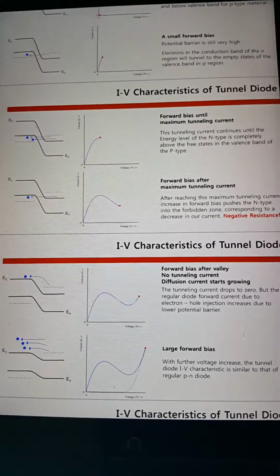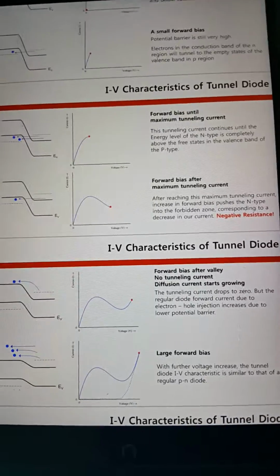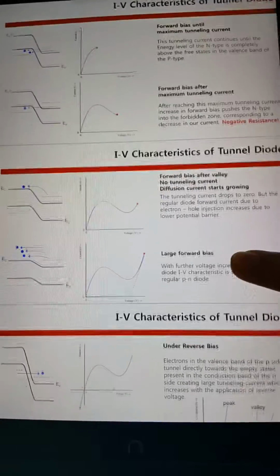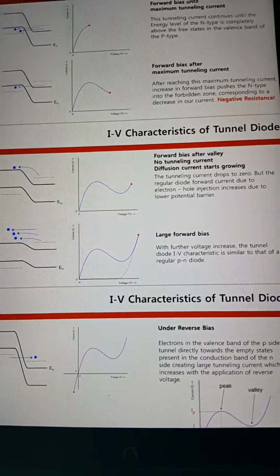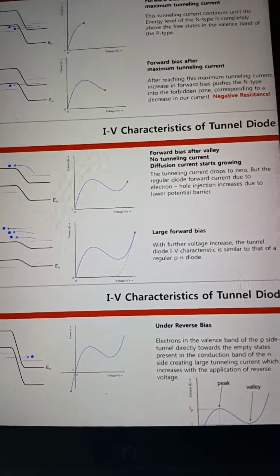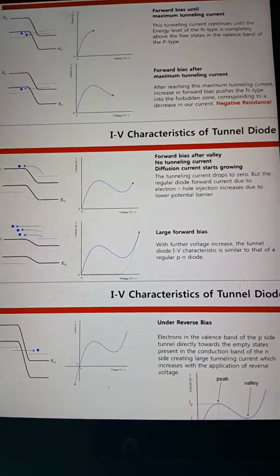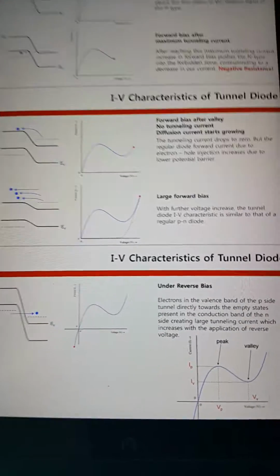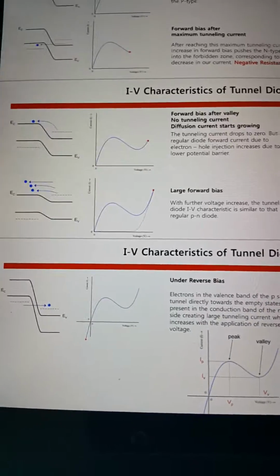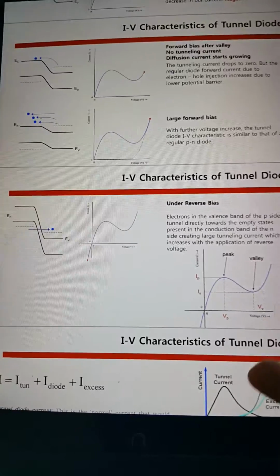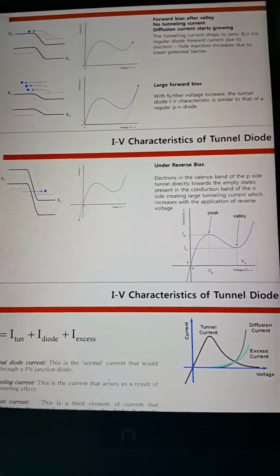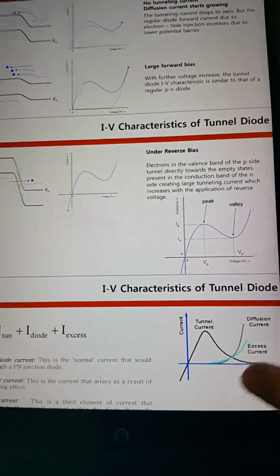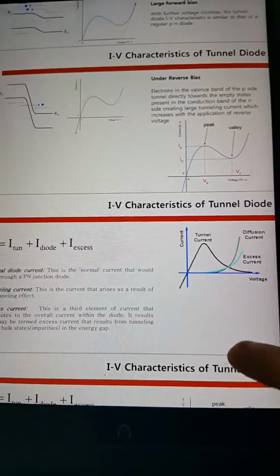And forward bias after maximum tunneling current leads to negative resistance. Forward bias after the valley has no tunneling current, and diffusion current starts growing. So the electron and carrier jump up to the other band. And under reverse bias, this figure shows the peak and valley of the IV characteristic.